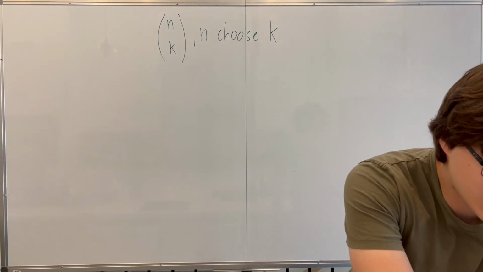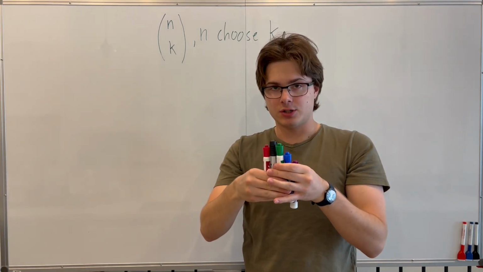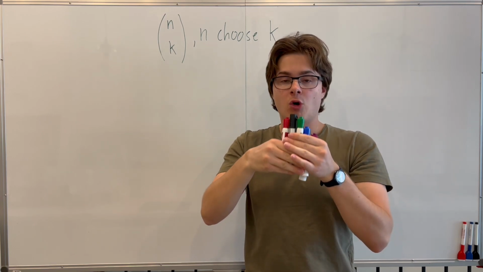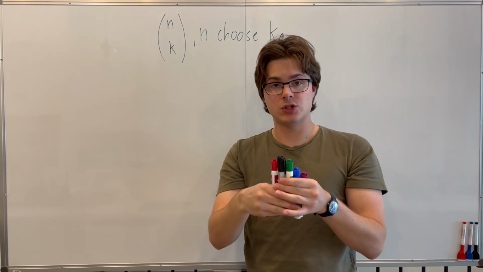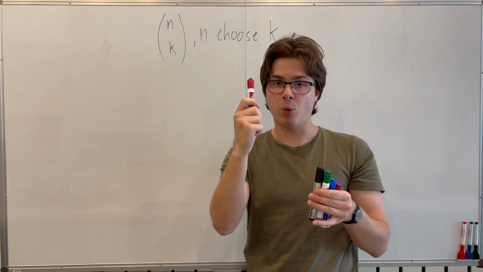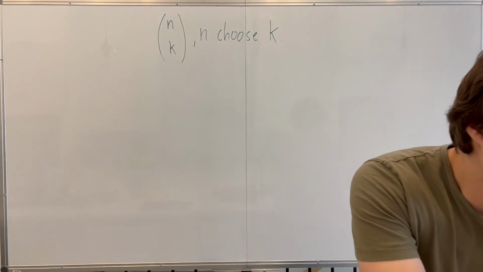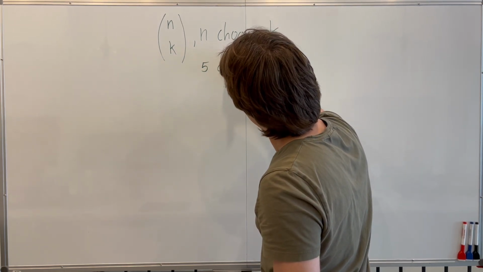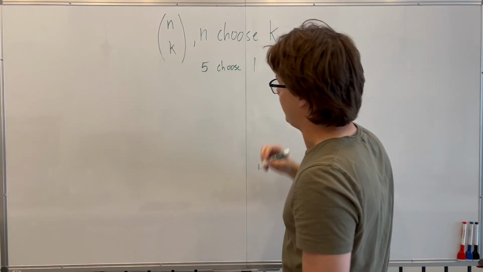What it means is, let's say you have 5 markers, and you're looking to pick a marker out of these 5. We're going to say 5, the markers you have, choose 1. You would pick 1 marker out of this bunch. That would be like saying 5 choose 1.